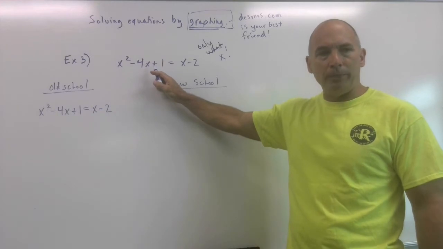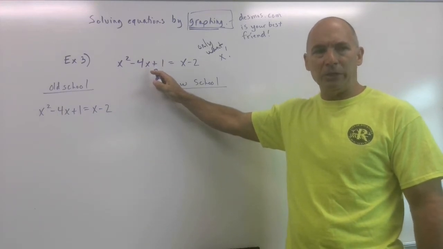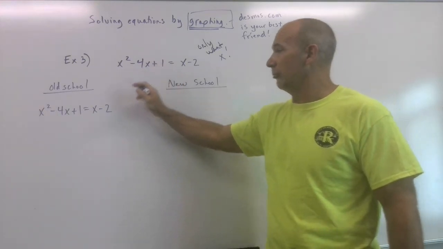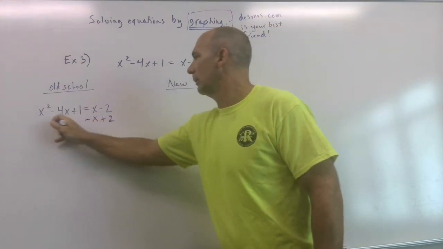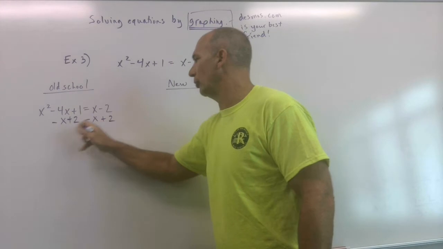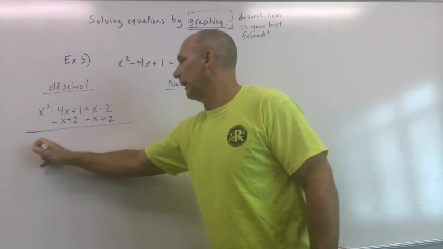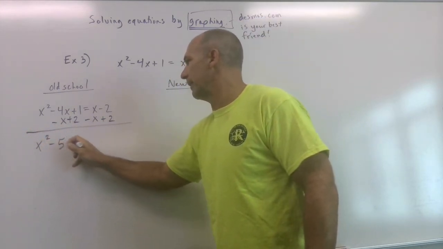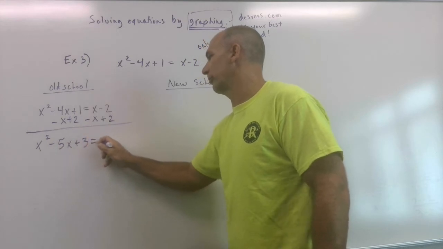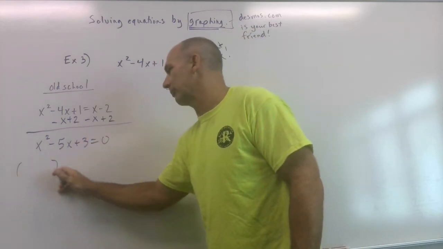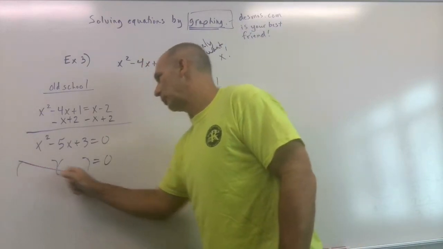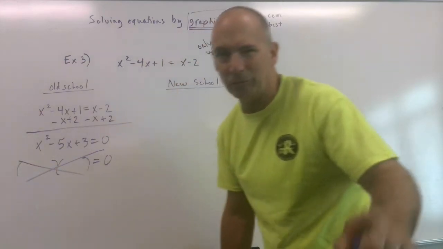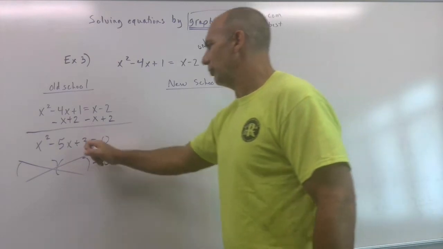Back in Algebra 1, maybe even a little bit in geometry, you'd have to tackle something like this, and you'd go, oh, I remember these. I'm going to subtract x, add 2, subtract x, add 2. So we get x squared minus 5x plus 3 equals 0. You would try to factor it. Realize you can't factor the trinomial into two binomials. Is this ringing a bell? And then you go, oh, I can't.